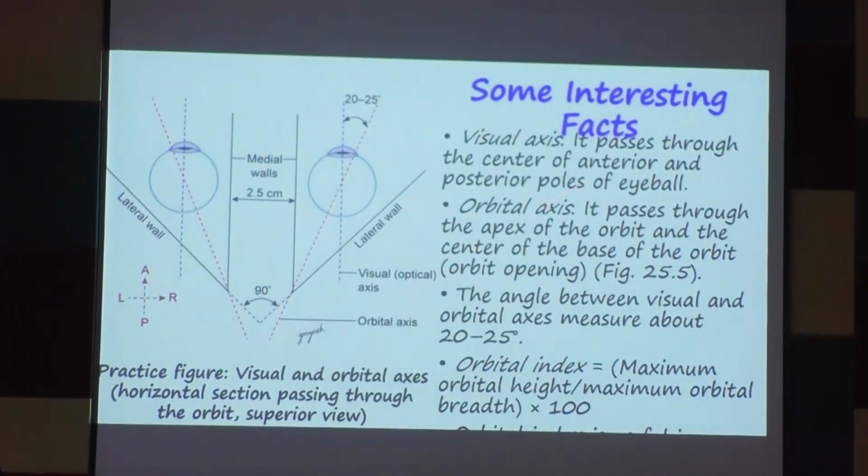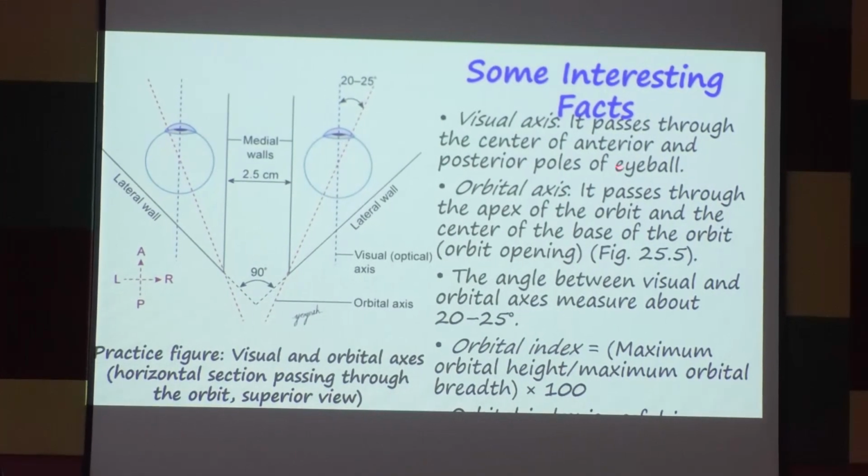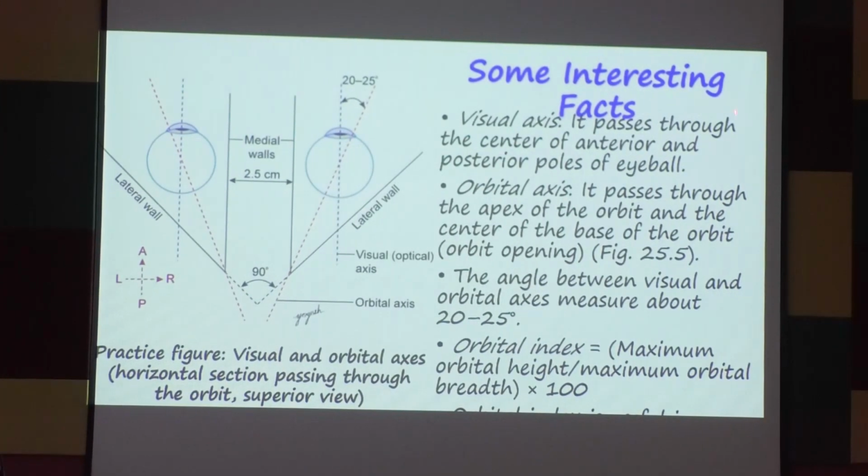Now we go to some interesting facts. Visual axis, which is also asked in your viva. What is the visual axis? It passes through the center of the anterior and posterior poles of the eyeball. This is the eyeball. It is a sphere-like structure but slightly oval. This is the anterior pole and this is the posterior pole. So the axis passing from anterior to posterior pole forms the visual or optical axis.